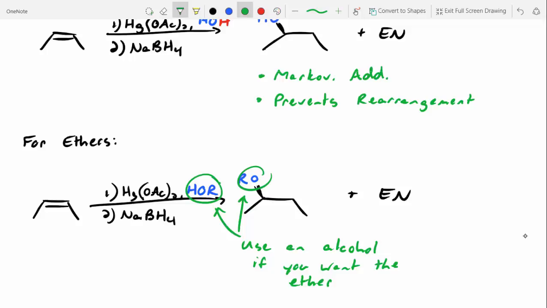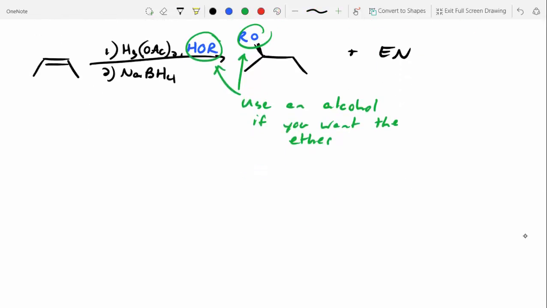Does that make sense? Okay. I know this seems like a lot of material, but a lot of it's review, so I'm trying to go through it relatively quickly here. Do you guys want to review the mechanism for oxymercuration? We can just skip to the mercurinium ion? All right.